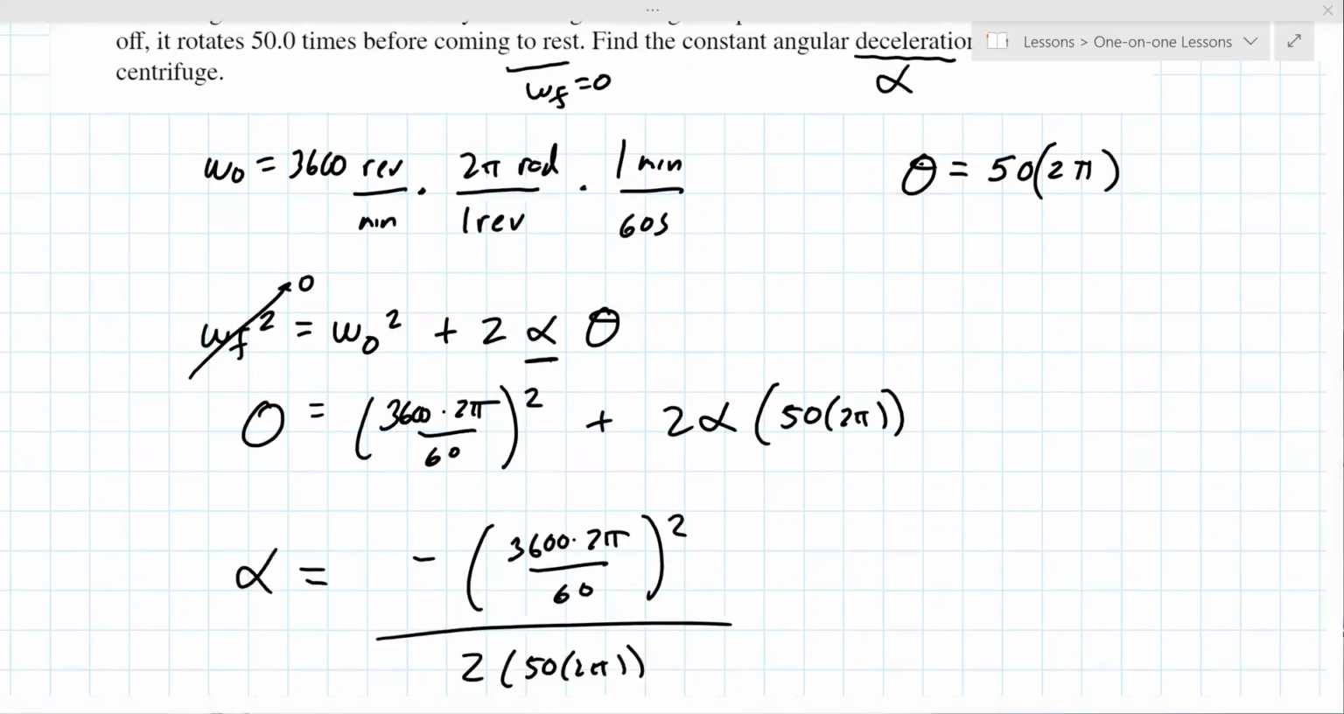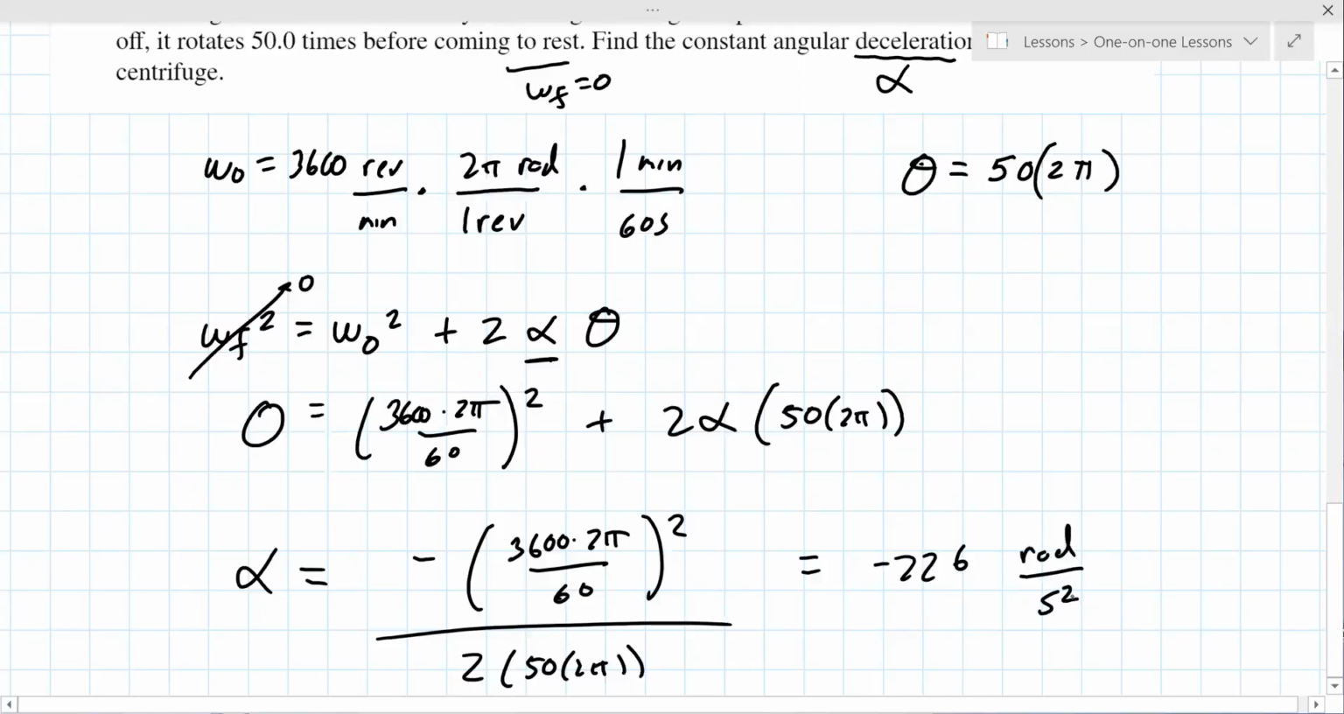All right. So we got minus 3600 times 2 times pi divided by 60 squared. That's radians per second squared. That is correct. All right, on to number 4. Airliner at terminal.